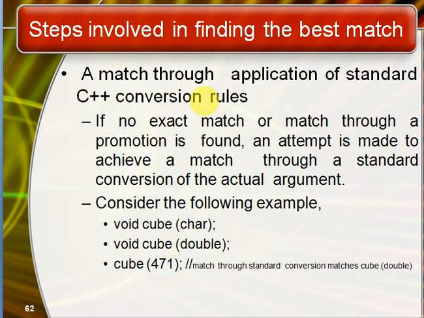The third case is a match through application of standard C++ conversion rules. If no exact match or match through promotion is found, an attempt is made to achieve a match through standard conversion of the actual argument. For example, consider the following: void cube character, void cube double. These two are function definitions. At the function call cube 471, the match through standard conversion matches with cube double. The value is converted into double, so it will call this function.